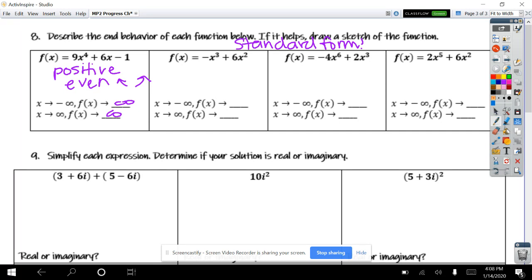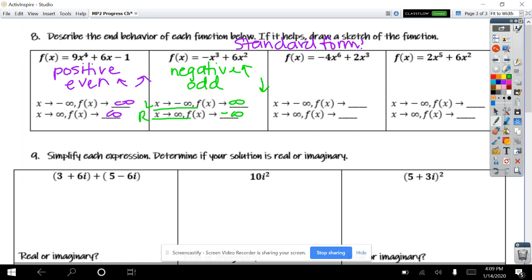Next one, we have a coefficient in the front that's negative. So negative, and then our degree is 3, so that's odd. The highest exponent is odd. And negative odd looks like this. It goes up on the left, down on the right. So remember that these statements are, when it says x is going to negative infinity, that's talking about the left side. When it says x is going to positive infinity, that's talking about the right side. So in this case, to the left, it's going up to infinity, and to the right, it's going down to negative infinity.